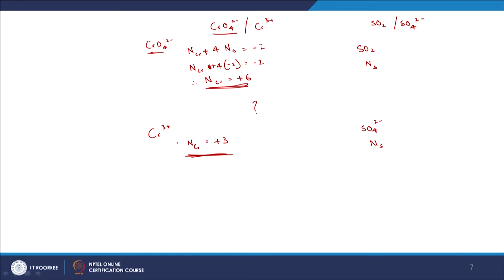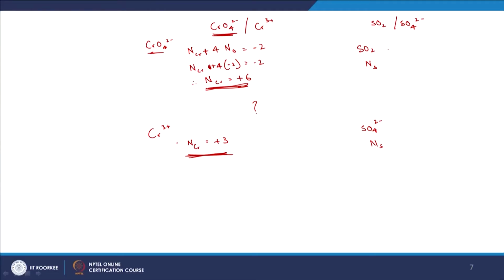And so here it's +6 and here it's +3. So what does that tell you now? That it's obviously more oxidized when it's in the form of CrO4 2-. So looking at the oxidation states, you see that chromium is more oxidized when it's in the form of CrO4 2- compared to Cr3+. So that's one particular piece of information that we have.